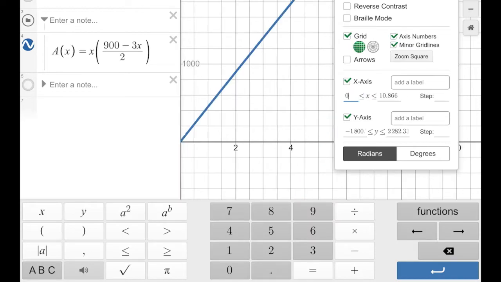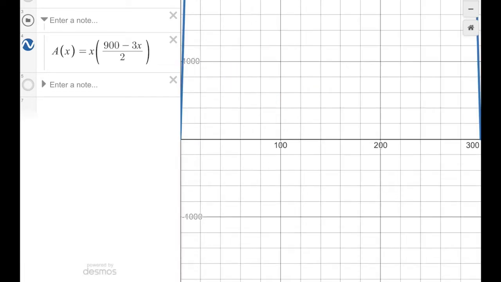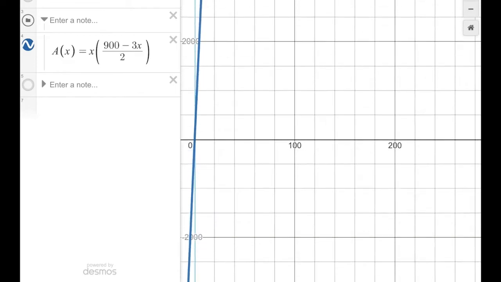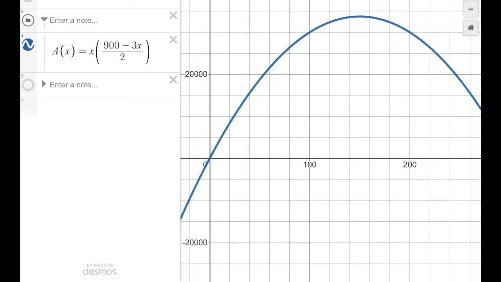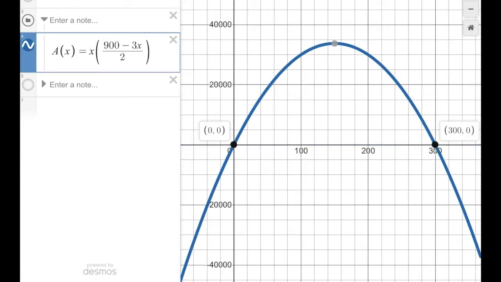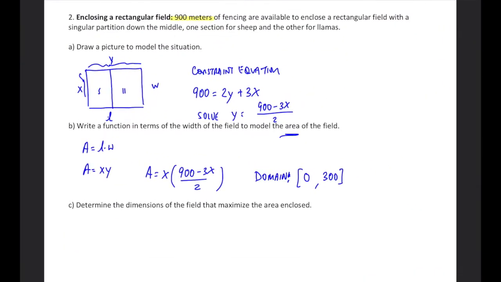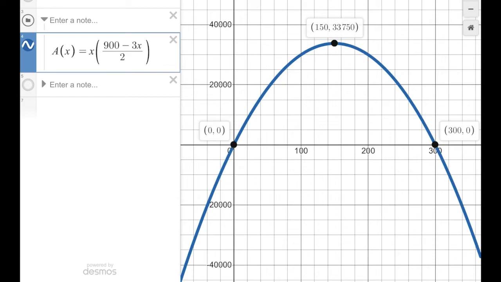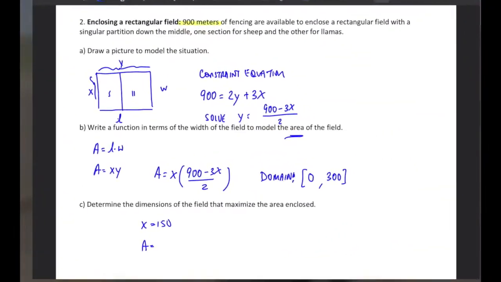So I'm going to set my axis to go from 0 to 300. I see it go up, I see the graph come down. So now I can zoom appropriately based upon what I have. We can see that from 0 to 300, we have a reasonable domain to look for our area. And for our maximum, we can use the calculator, we can use Desmos, we can use our graphing function to find the maximum. We see that x is 150. And our area is 33,750 square meters.